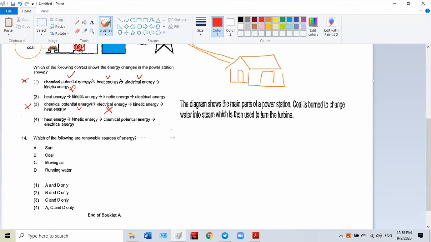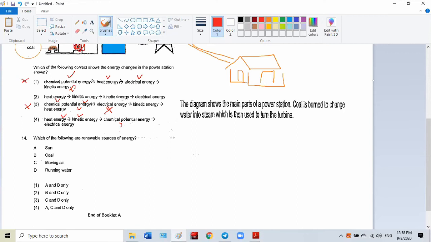Okay, so start with heat energy. The heat energy burns the coal. Then what happened? All the steam starts to move, right? Move means kinetic energy. So both of these are correct. Heat, kinetic. Heat, kinetic. And then chemical potential energy? Where does it go and stop? No, right?